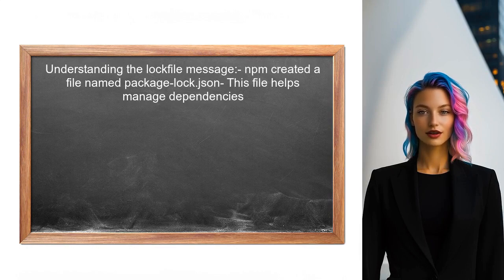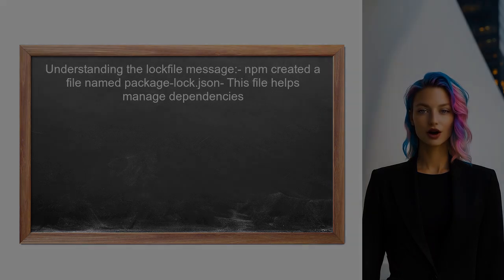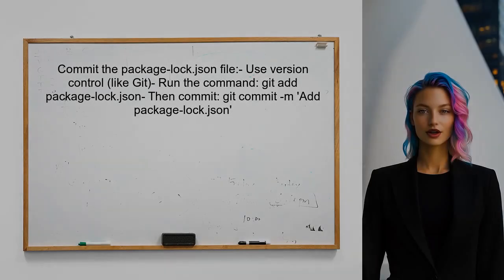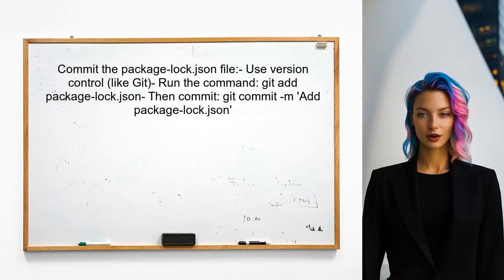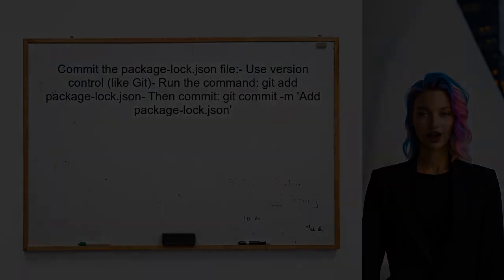To begin, the user should understand that the message about the lock file indicates that npm has created a file named package-lock.json. This file is important for managing dependencies. Next, the user should commit the package-lock.json file to their version control system. This ensures that the exact versions of dependencies are preserved.